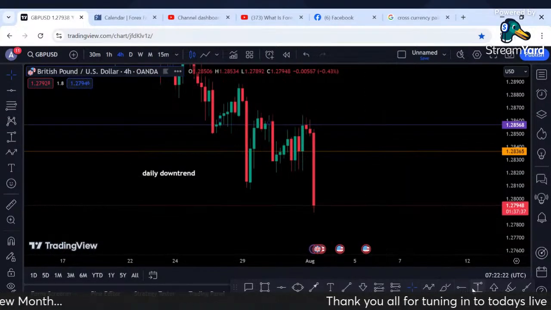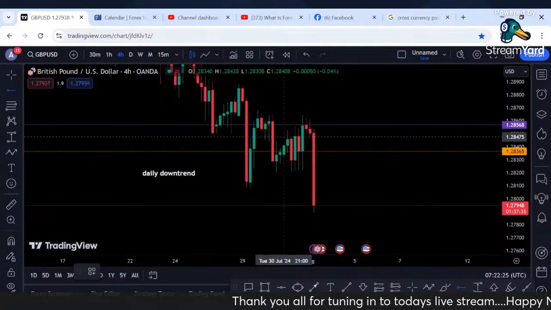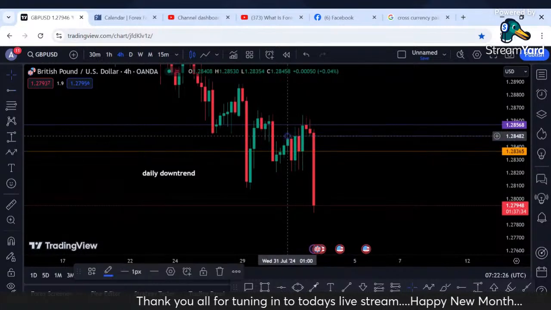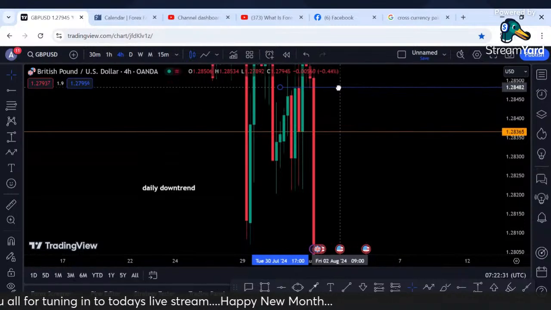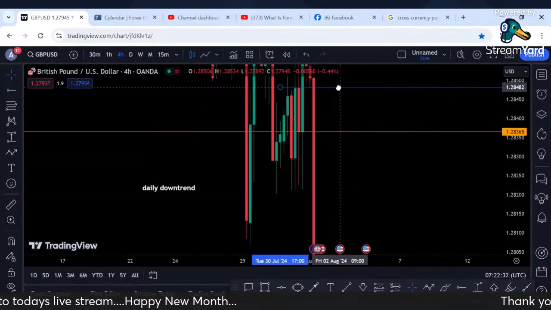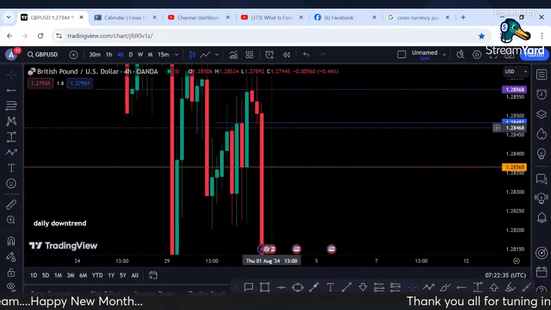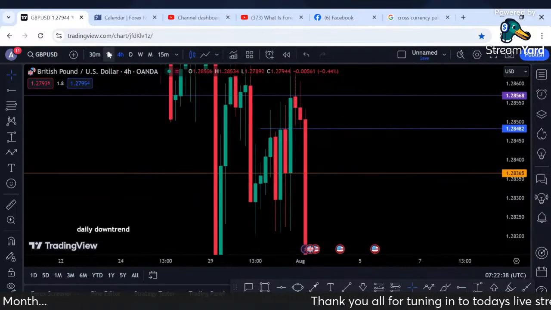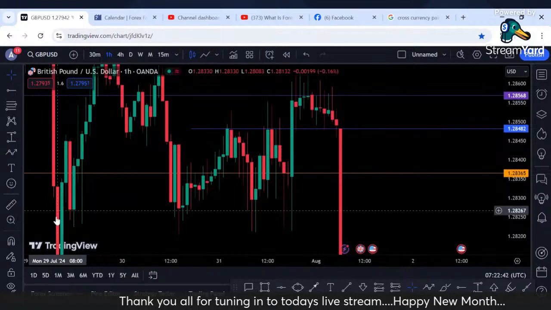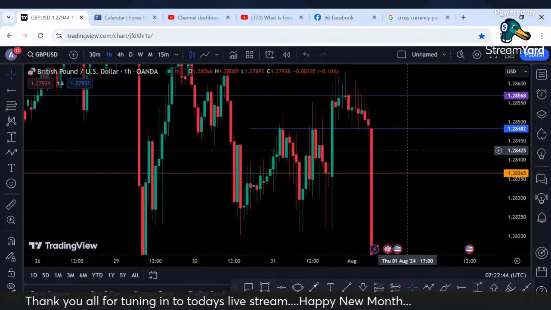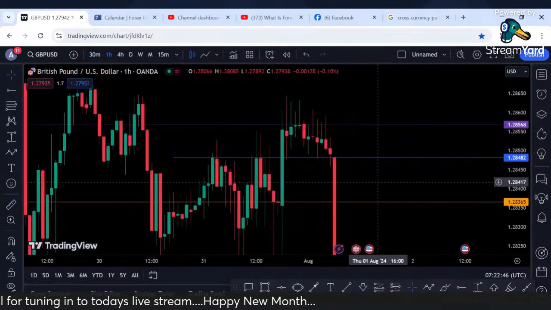So there was a rejection over here. This is the point where you have to be careful that price might retest over there. So I was very careful. I wanted to wait for the breakouts, so I went to the H1 time frame. Since daily is a downtrend and H4 is a downtrend, I just want a candle to close.